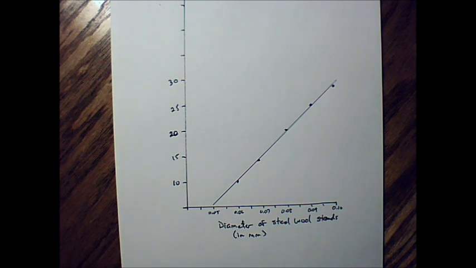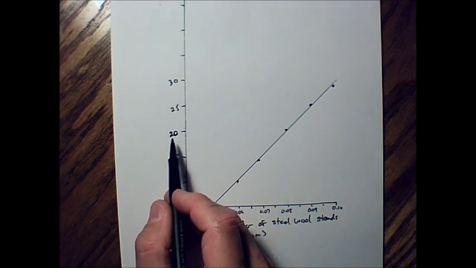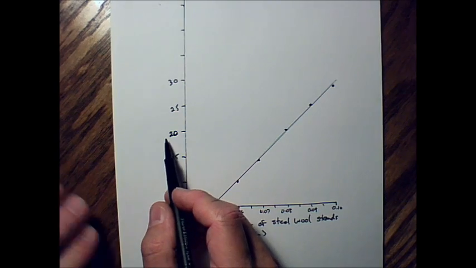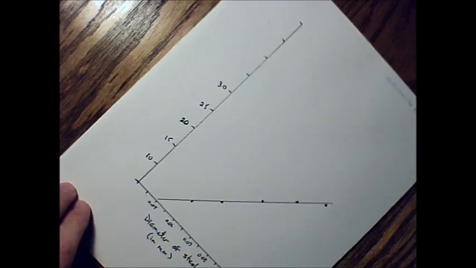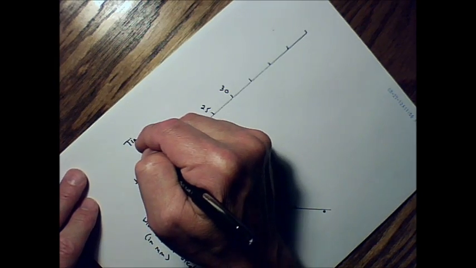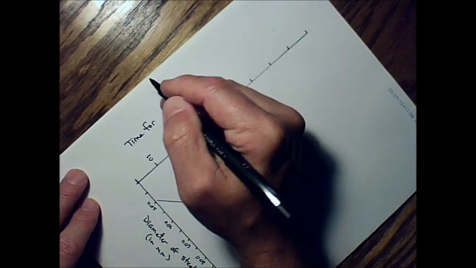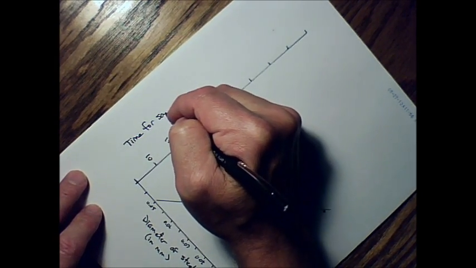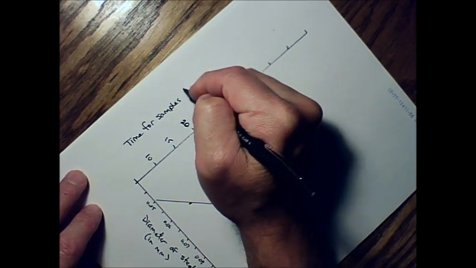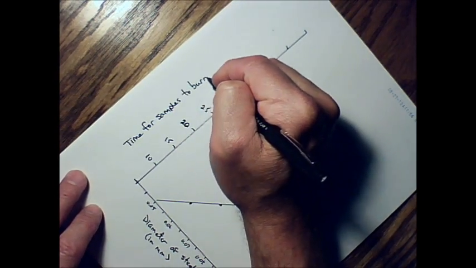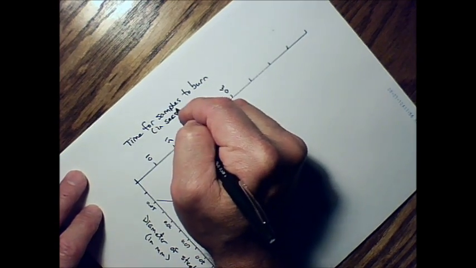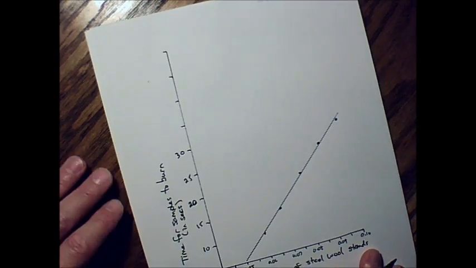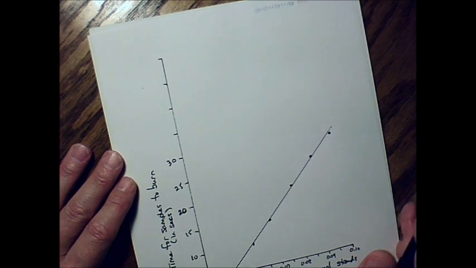All right, we need to label this over here. And what was over here? What are these numbers? Time. Time for the sample to burn. And what unit of measurement? Seconds. Okay. We're going to need a title here.